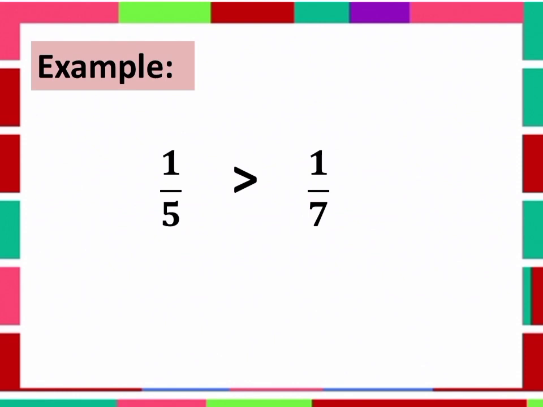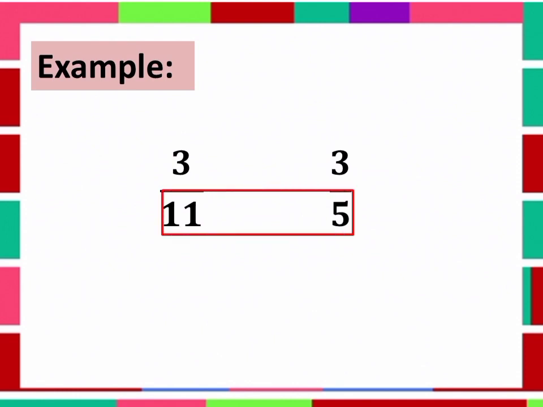Okay, next is 3 over 11 and 3 over 5. Again, yung numerator niya ay magkapareha or similar, pero yung denominator ay hindi. So, tingnan natin yung denominator. Sino ang mas mababa? 5. So, therefore, dahil mababa yung denominator ni 3 over 5, siya ang mas mataas kaysa kay 3 over 11. So, the answer is less than. So, 3 over 11 is less than 3 over 5.